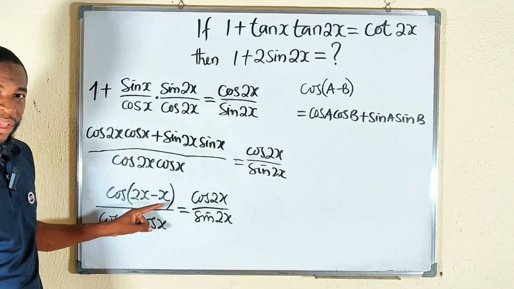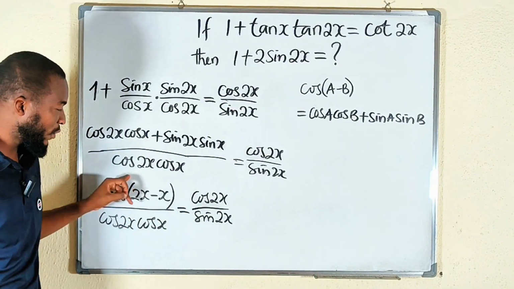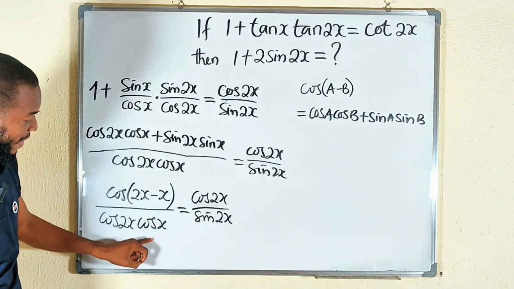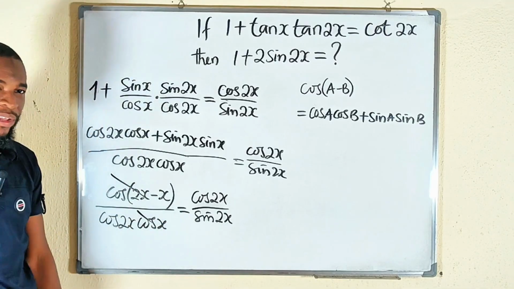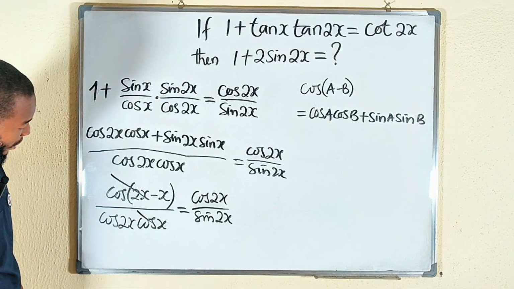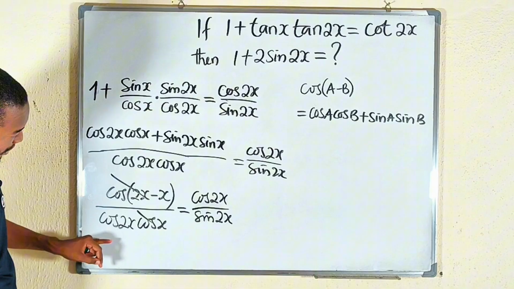2x minus x is x. So this is just cos x. And we have cos x here. So this and this will definitely cancel. So we can cross multiply, I think so, right?